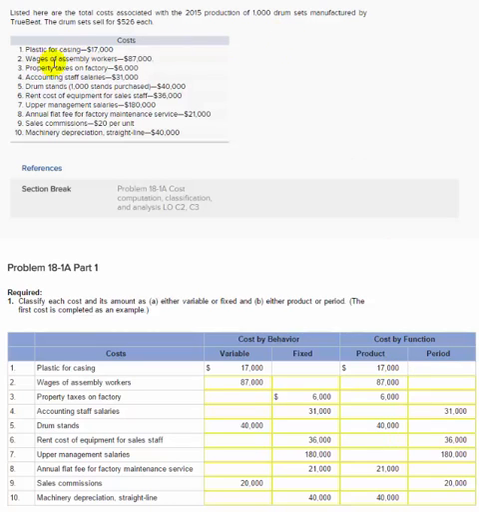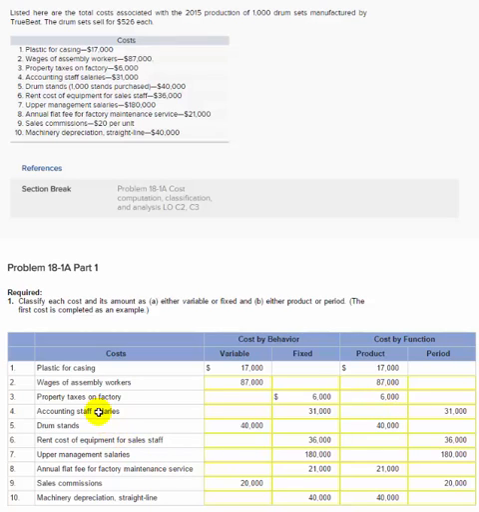Also, wages of assembly workers, $87,000. That would be a variable cost because it goes up and down. Wages for workers go up and down with the production, and it also would be a product cost because it's going on inside the factory. Property taxes on factory, $6,000. That would be a fixed cost because it does not go up and down with volume of what you're making. And it's also a product cost because it's a cost that's not direct labor and not direct material that's going on inside the factory. So that's $6,000 there.